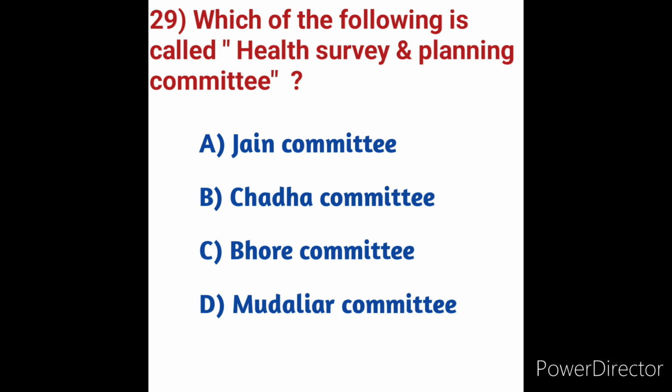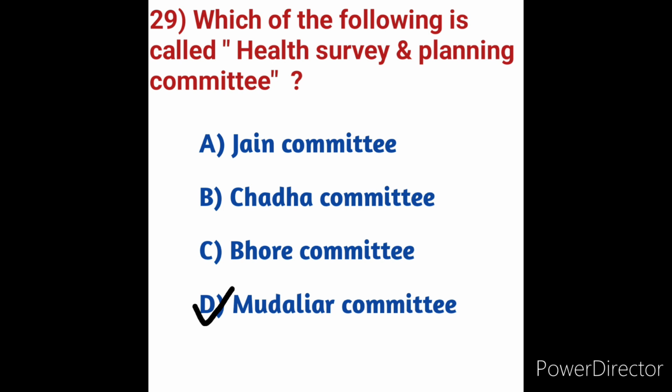It recommended the strengthening of existing PHCs before new centers were established, the strengthening of district hospitals with specialist services, and that a PHC should not serve more than 40,000 population. It also recommended the consolidation of advances made in the first two five-year plans and the constitution of an All India Health Service on the pattern of the Indian Administrative Service. So here Mudaliar Committee is the correct answer. The Health Survey and Planning Committee is the Mudaliar Committee.